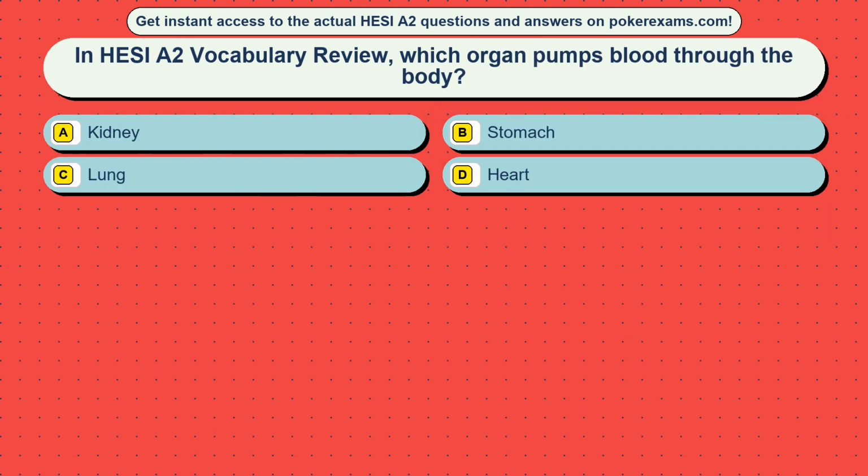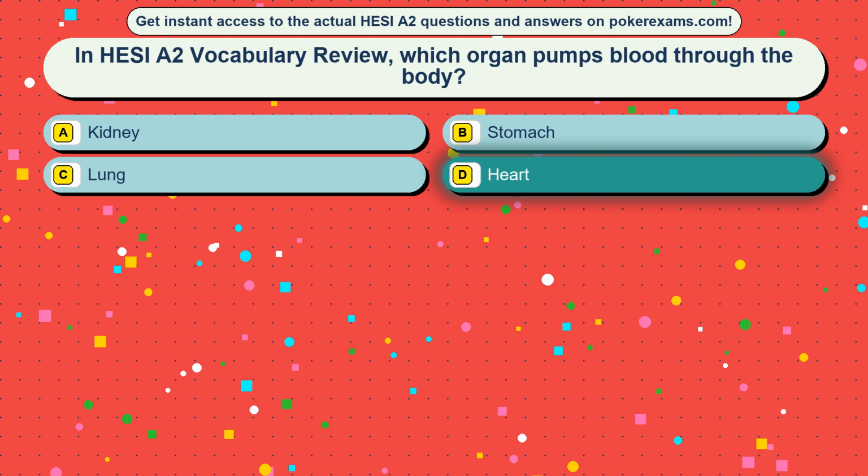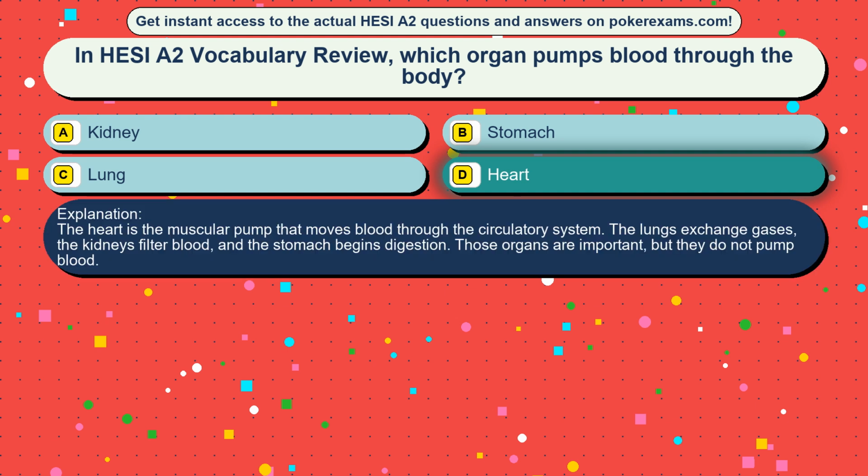Question 23. In HESI A2 vocabulary review, which organ pumps blood through the body? Option A, kidney. Option B, stomach. Option C, lung. Option D, heart. The correct answer is option D, heart. The heart is the muscular pump that moves blood through the circulatory system. The lungs exchange gases, the kidneys filter blood, and the stomach begins digestion. Those organs are important, but they do not pump blood.